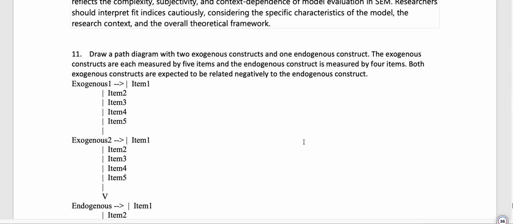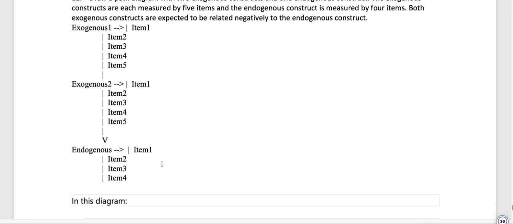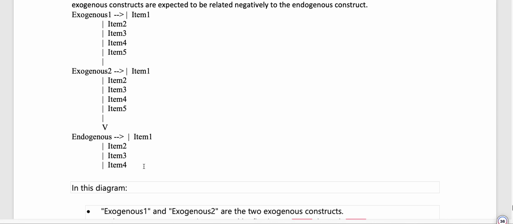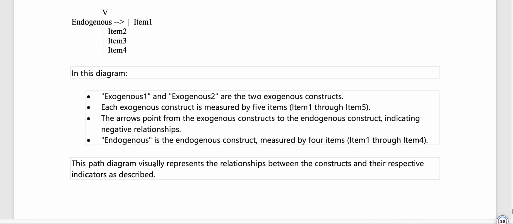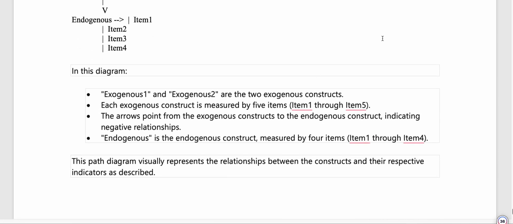Question number 11: draw a path diagram with two exogenous constructs and one endogenous construct. The exogenous constructs are each measured by 5 items and the endogenous construct is measured by 4 items. Both exogenous constructs are expected to be negatively related to the endogenous construct. Here are exogenous items 1 2 3 4 5, exogenous 2 items 1 2 3 4 5, endogenous items 1 2 3 4. In the diagram, exogenous 1 and exogenous 2 are the two exogenous constructs.